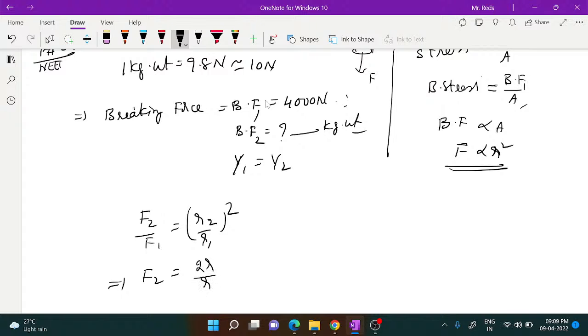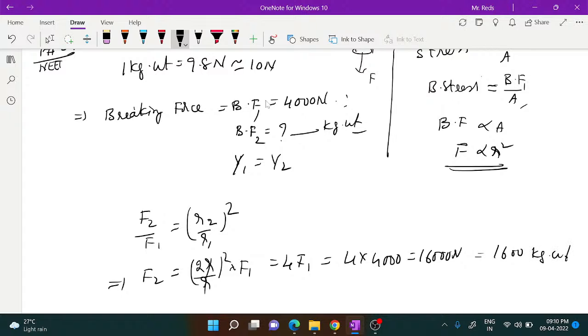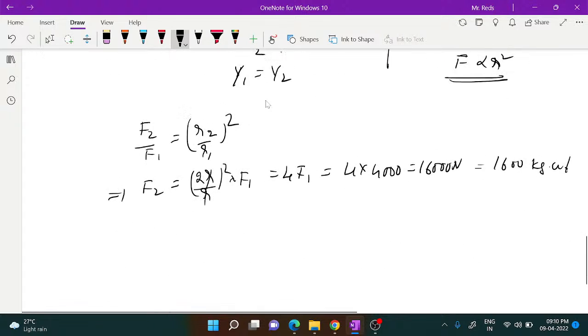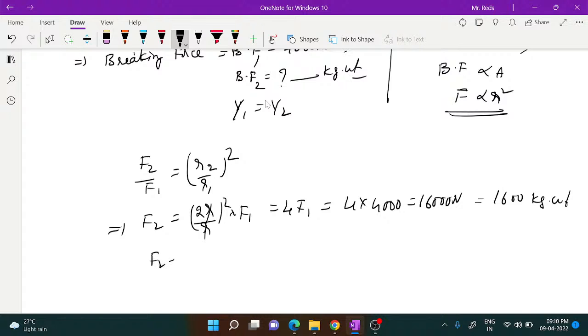If you take r1 as r, whole squared, into F1: 2 squared is 4, so 4 F1. What is F1? 4000. So it is 4 into 4000, equal to 16,000 Newton. But in kg weight form, 1 Newton is equal to 1 kg weight by 10. So you reduce one zero, and it is equal to 1600 kg weight. So F2 is equal to 1600 kg weight.